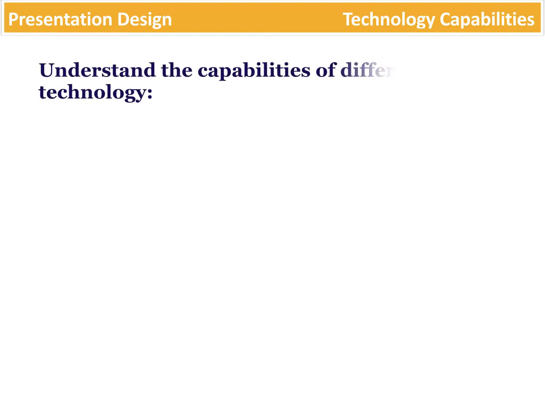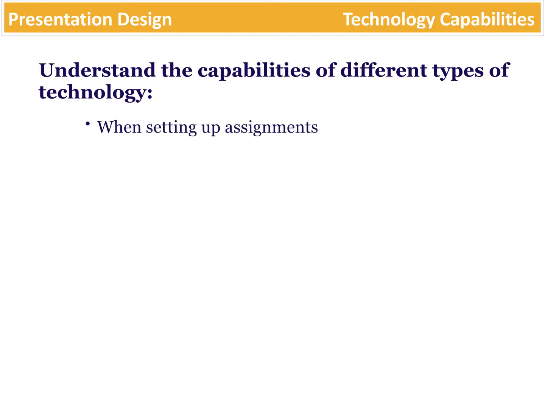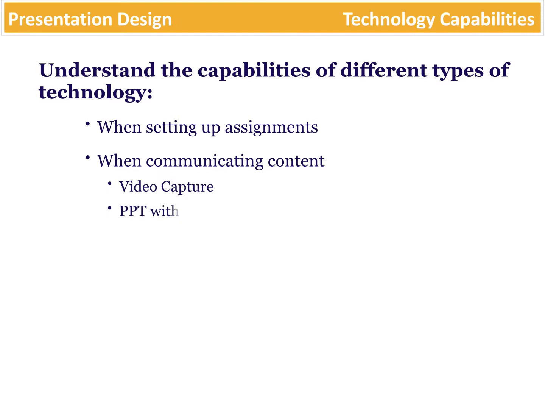The first thing you'll want to do is understand the capabilities of the different types of technology. You want to consider that when you're setting up an assignment, a way that you want to communicate some content to your students. If you want to use video capture software or a PowerPoint presentation with voiceover, or another format with Keynote, another program for the Mac side, and uploading videos to YouTube.